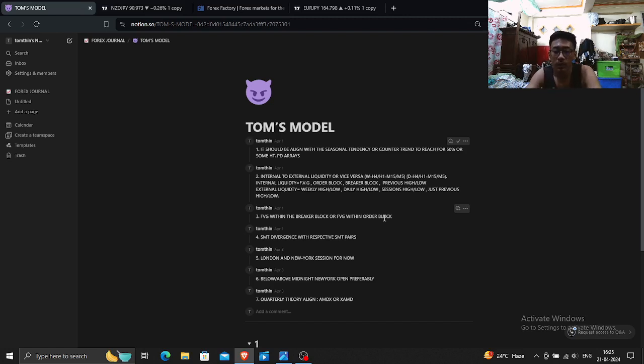I prefer the fair value gap among the three of them. In that fair value gap, I want to see another one. From 1 hour, I want to go down to the 15 minutes or 5 minutes, and in the 15 or 5 minutes I want to see a fair value gap within the breaker block. You know what I mean? So a fair value gap within a breaker block or a fair value gap within an order block. I'm going to give you an example in the chart.